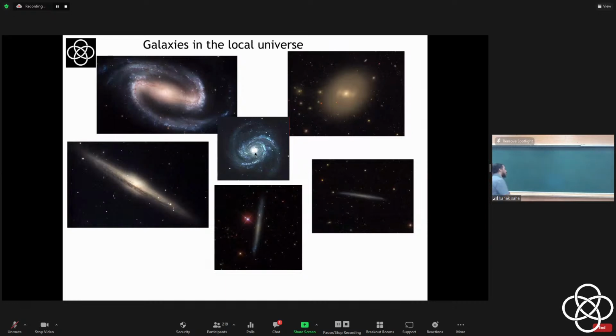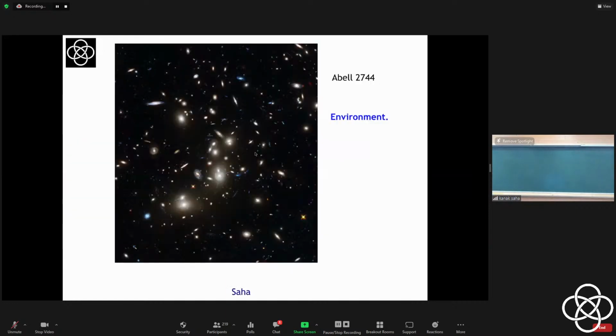Okay? So the reason I'm saying all this is there is a huge amount of these galaxies available on the internet now. There's a huge database available. So you guys can just go pick up and try to look at the morphology. Maybe I'll see if I have slides on that.